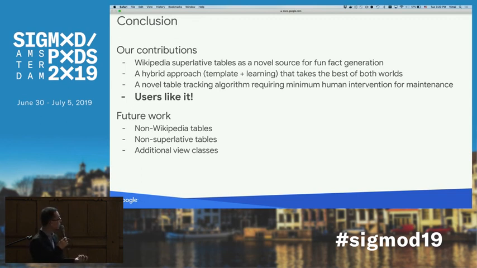In the future, we're also looking at non-Wikipedia tables and non-superlative tables. This is a little bit more challenging because with Wikipedia superlative tables, we've been working on table corpora for a while, and this is the highest quality table corpus that you can get. So it really makes our job a lot easier. Once you go beyond those, it becomes a little bit tricky. So we are looking at those as well.